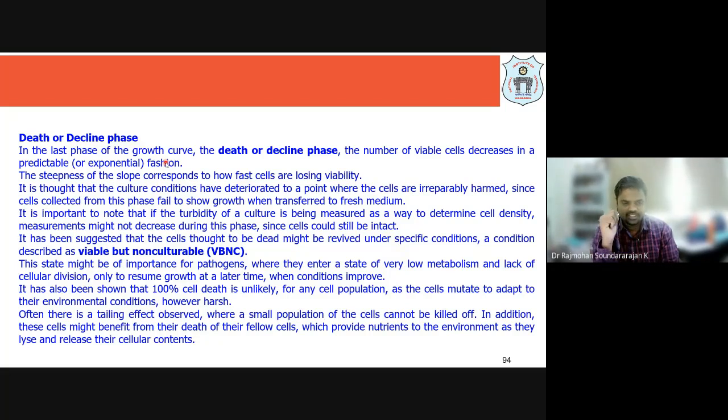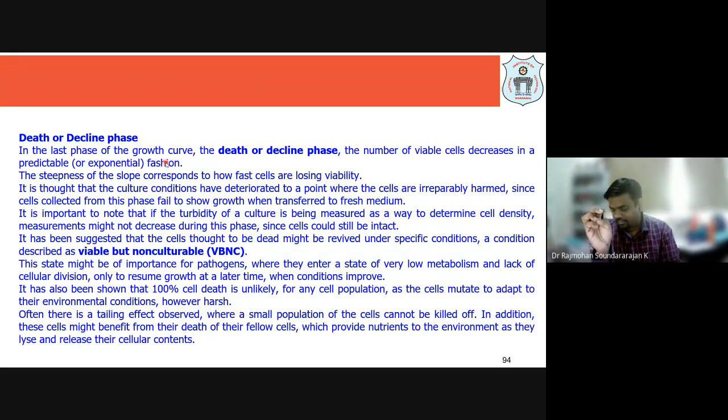It has been suggested that cells thought to be dead might be revived under specific conditions, a condition called VBNC, which stands for viable but non-culturable. This state might be important for pathogens, where they enter a state of very low metabolism and lack of cellular division, only to resume growth at a later time when conditions improve for them. It has been shown that 100% cell death is unlikely to happen for any cell population, as the cells mutate to adapt to the environment, however harsh the conditions may be.